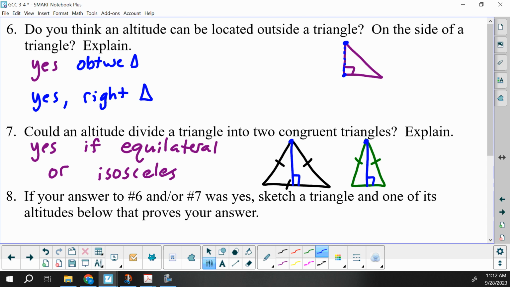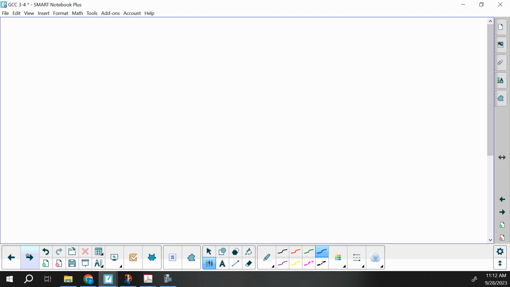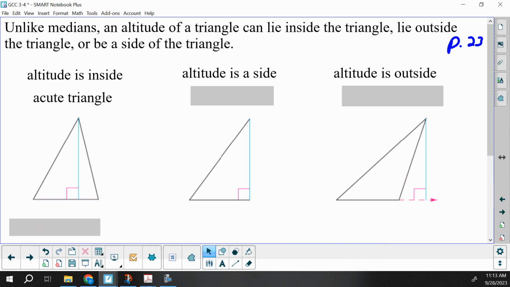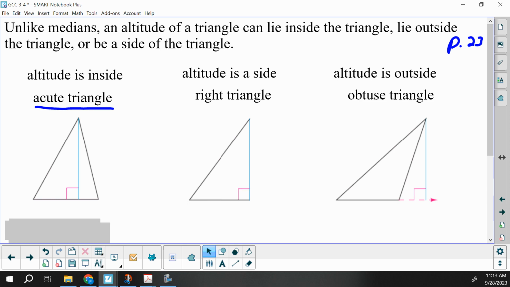So we're going to skip number 8, just like we skipped that one on the other one. And we're going to go over to page 23 on the top. And this just summarizes when the altitude will be inside versus outside versus on the side of a triangle. So the first one, it'll be inside anytime we have an acute triangle. It will be on the side, we mentioned on the previous slide, when we have a right triangle. And the altitude will be outside when you have an obtuse triangle.